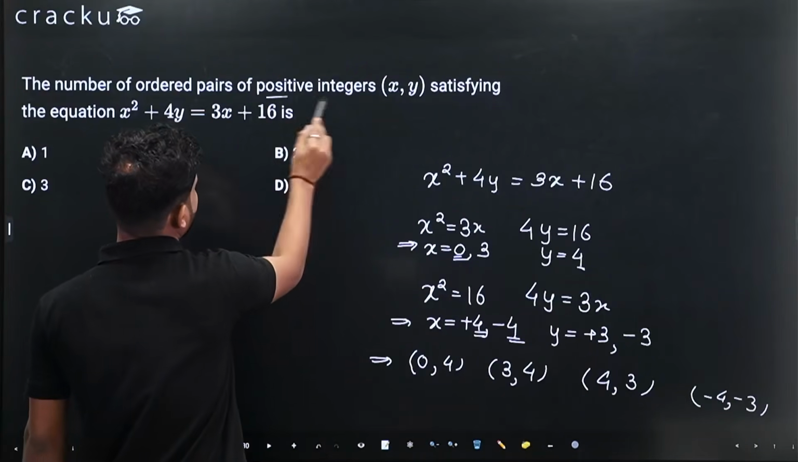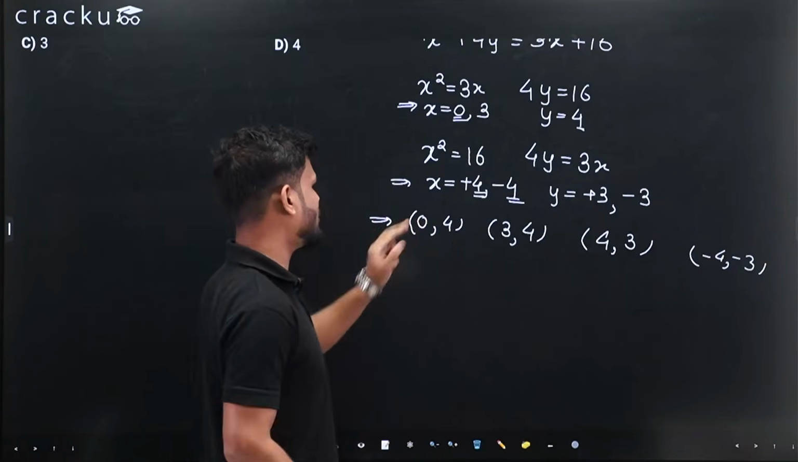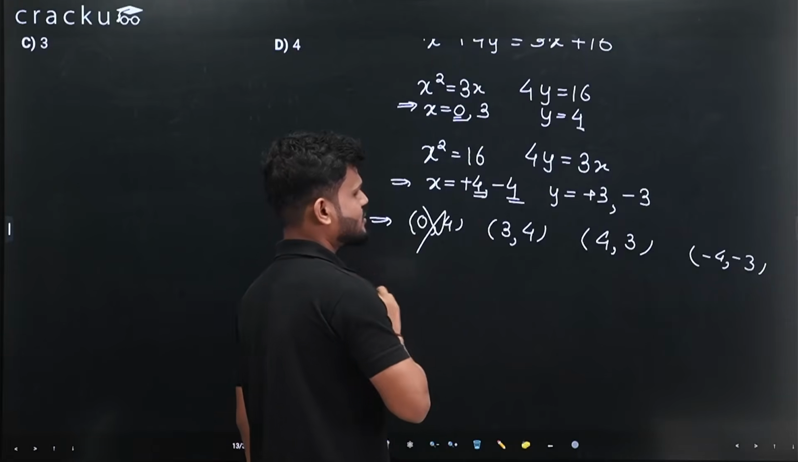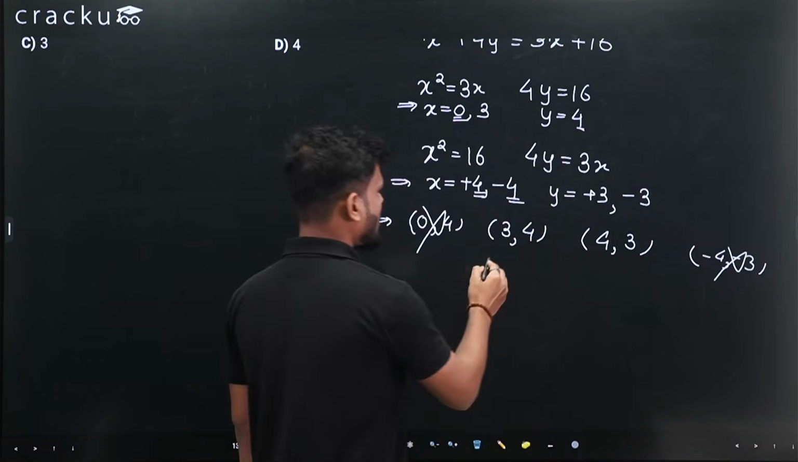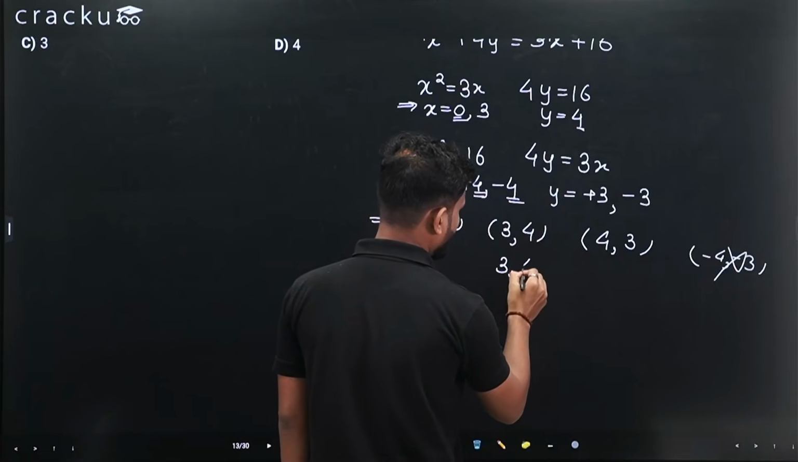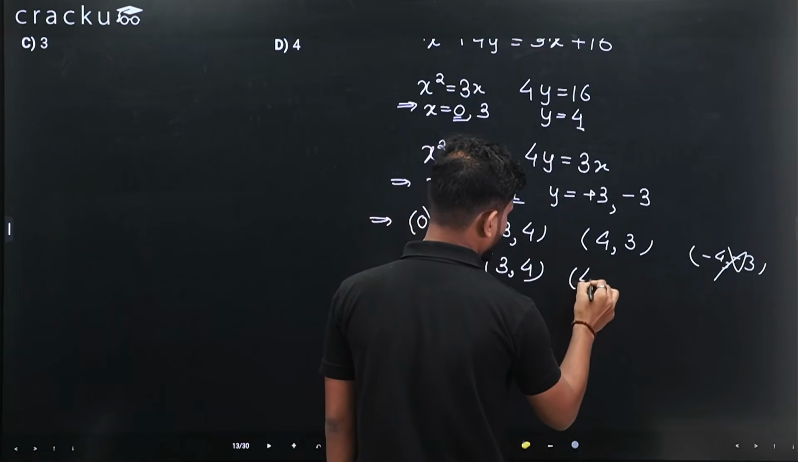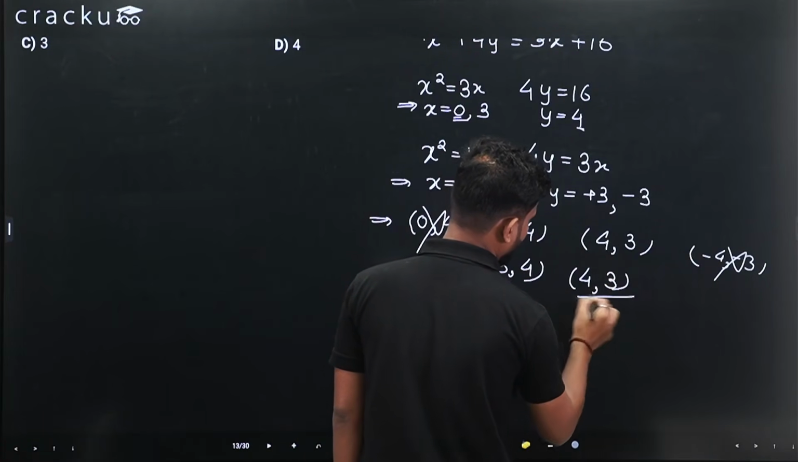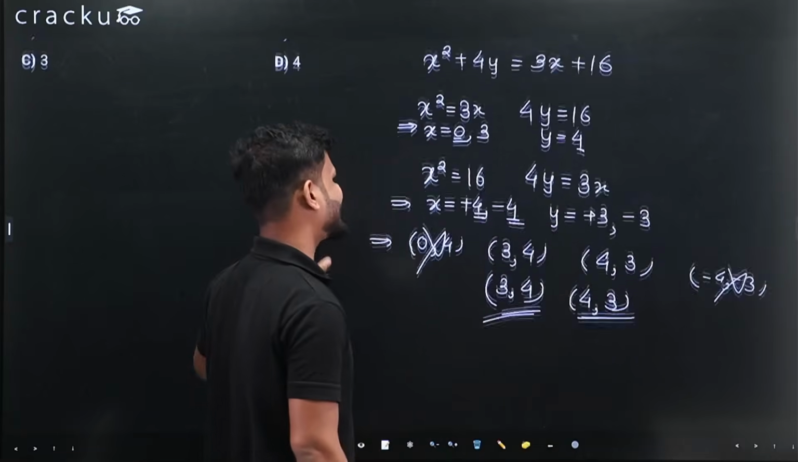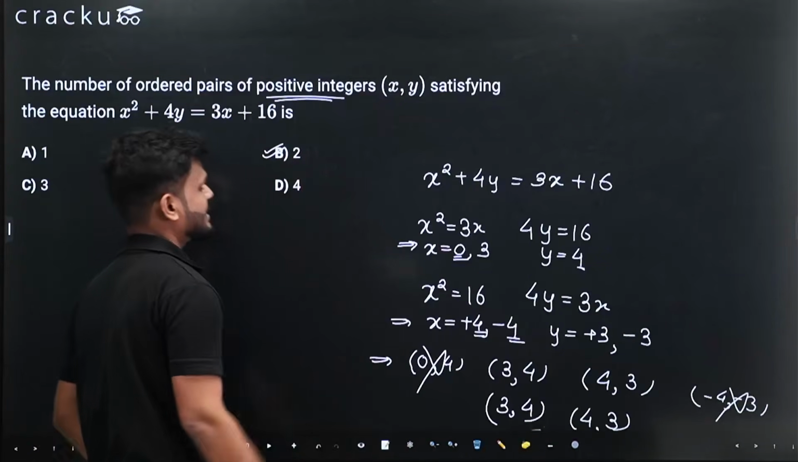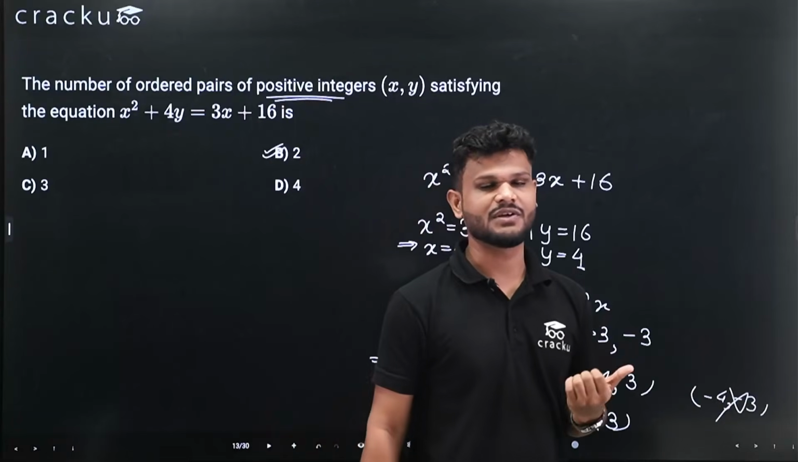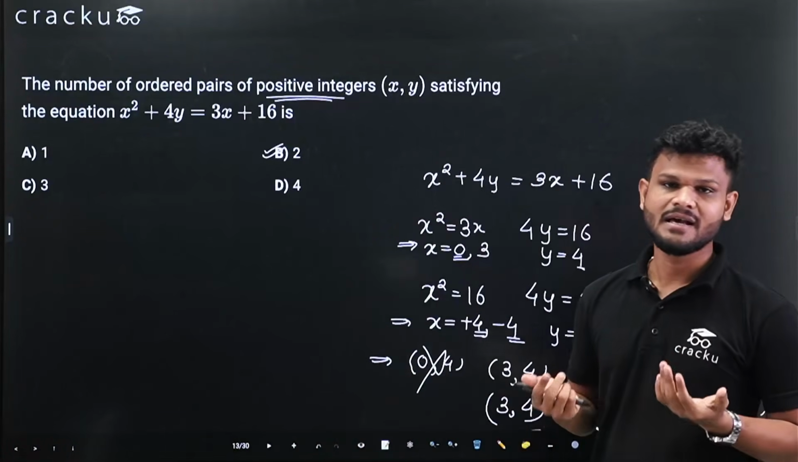So these are the 4 pairs which you can get for x and y. But I want them as positive integers. Now is 0 positive? No, so this is not correct. Is -4 positive? No, this is not correct. So the ordered pairs 3, 4 and 4, 3 are the only ordered pairs which are positive integers and satisfy the given equation. So only 2 ordered pairs are there which satisfy the given equation. So option number B is the correct choice here.